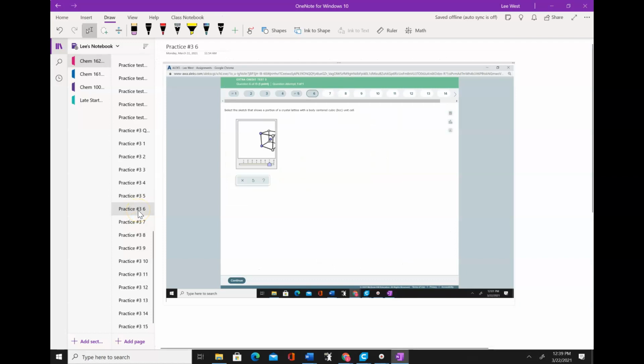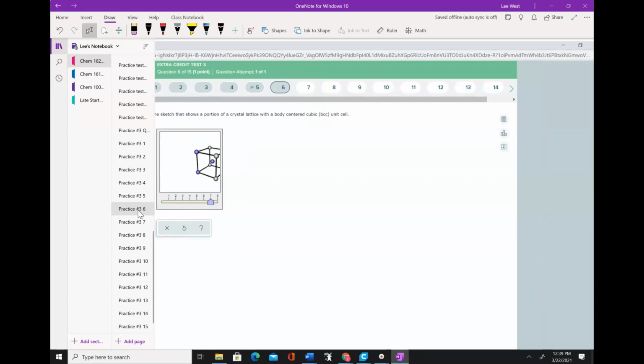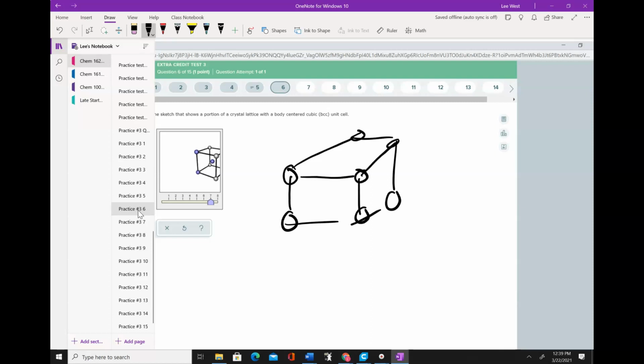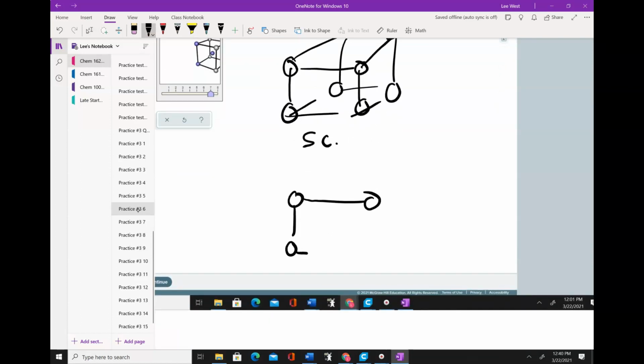Okay. All right, so this looks like it's another crystallography problem. It says, select the sketch below that shows a portion of a crystal lattice with a body-centered cubic unit cell. So we have 3 cubic unit cells. We have simple cubic, where there is just an atom centered at the vertices of a cube. That's just called simple cubic, SC. Then we have face-centered cubic, where we have an atom at each of the corners of the cube, but also in the middle of every single face. And I won't draw it out because it's complicated.